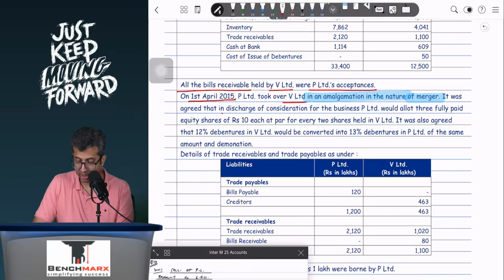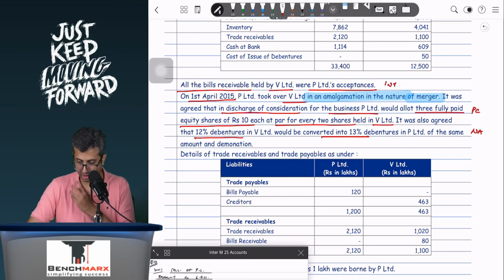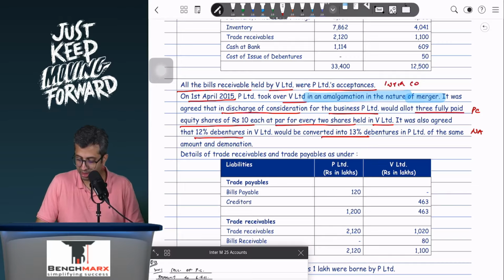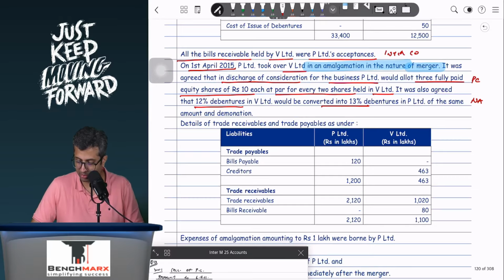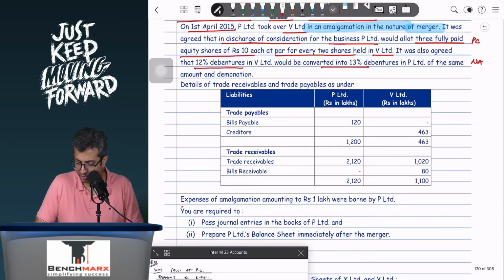It was agreed that the discharge of consideration for the business of V would be 3 fully paid equity shares of rupees 10 each at par for every 2 shares in V. It was agreed that 12% debentures of V would be converted into 13% debentures of the same amount and denomination. This is PC, this is net assets. And above, what you see is intercompany elimination. Okay, the details of trade receivables and trade payables were as under. You have been given details of each of them, and expenses of amalgamation amounting to 1 lakh were borne by P. You are required to pass journal entries in the books of P.